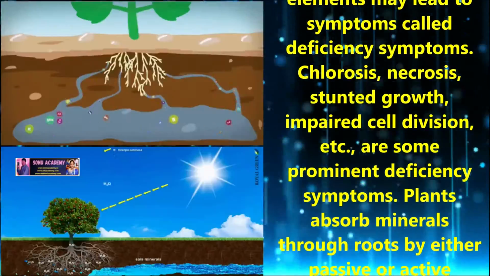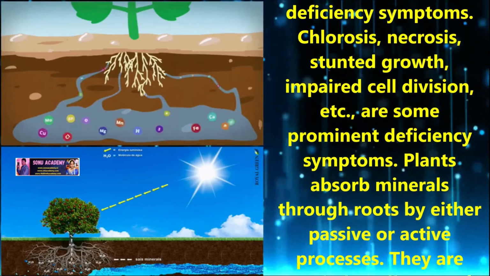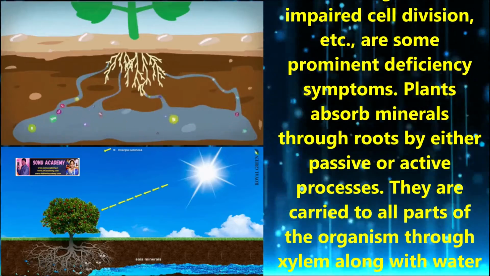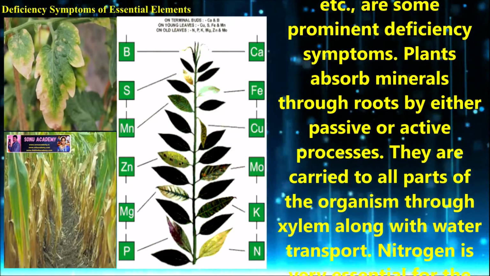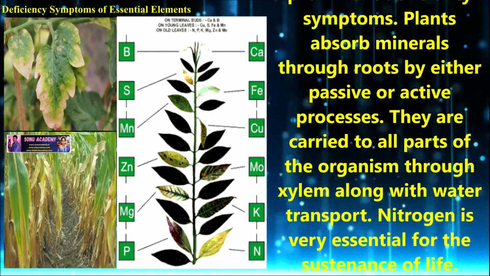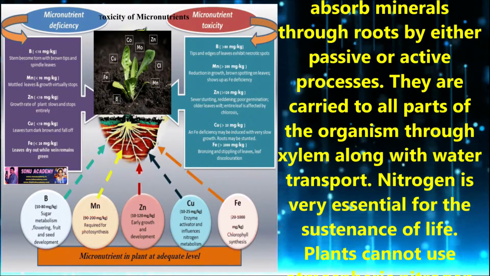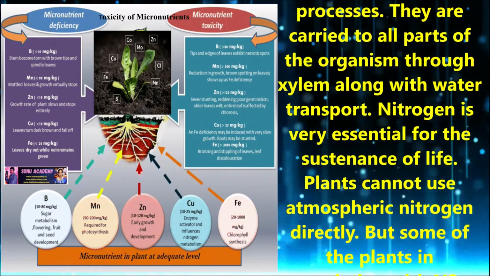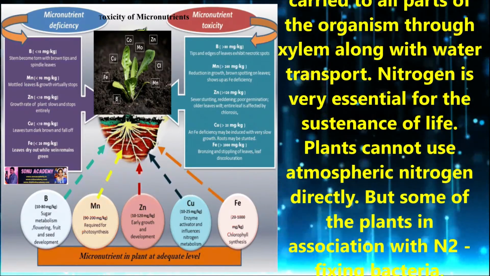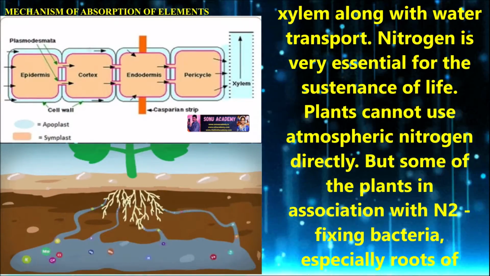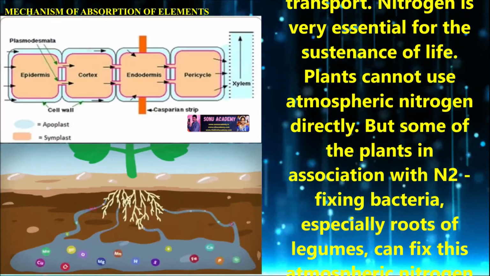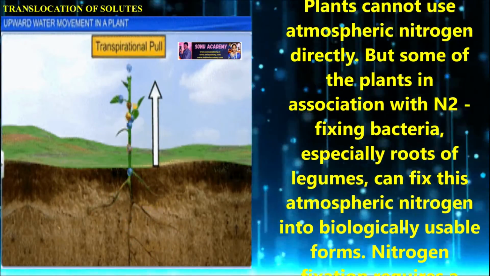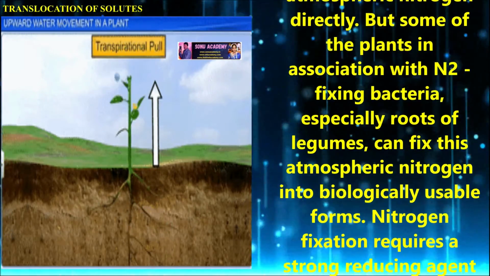Plants absorb minerals through the roots by either passive or active processes. They are carried to all parts of the plant through xylem along with water transport. Nitrogen is very essential for the sustenance of life. The plant cannot use atmospheric nitrogen directly, but some of the plants, in association with N2 fixing bacteria, especially roots of legumes, can fix this atmospheric nitrogen into biologically usable forms.